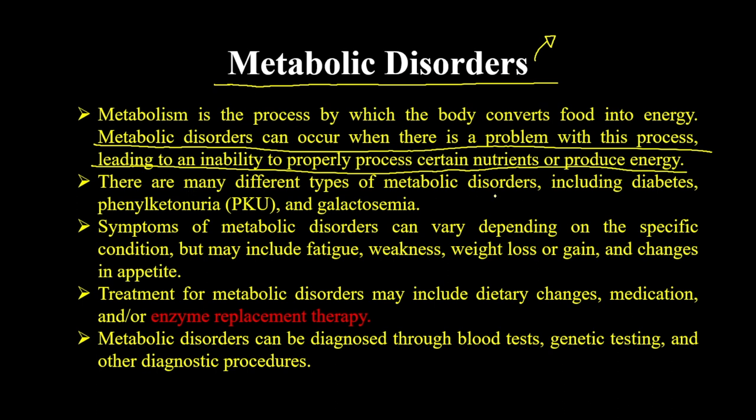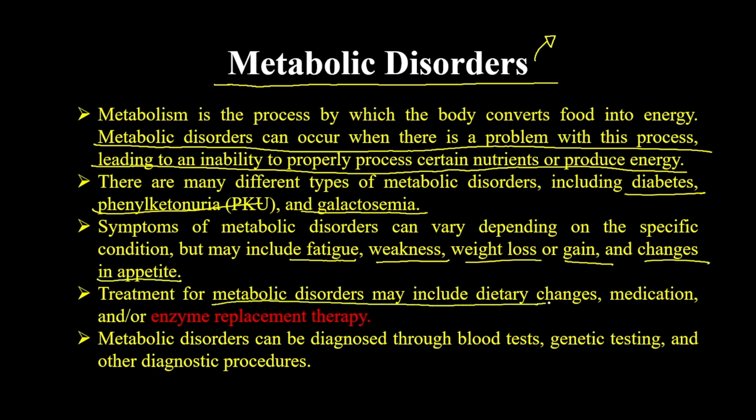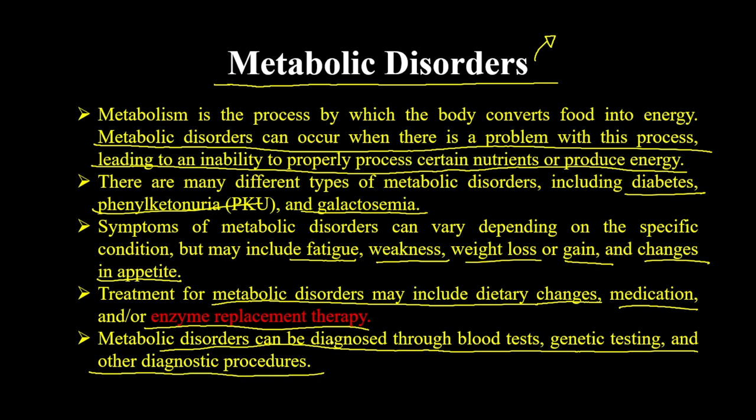There are many different types of metabolic disorders such as diabetes, phenylketonuria, and galactosemia. Symptoms of the metabolic disorder can vary depending upon the specific condition, but may include fatigue, weakness, weight loss and gain, and changes in the appetite. Treatment for metabolic disorder may include dietary changes, medications, and enzyme replacement therapy. Metabolic disorder can be diagnosed through blood tests, genetic testing, and other kinds of diagnostic procedures.